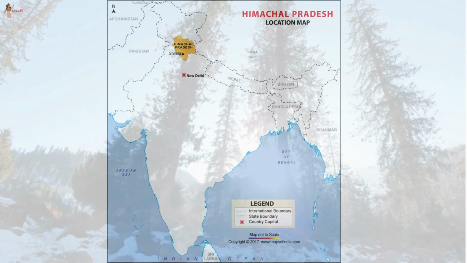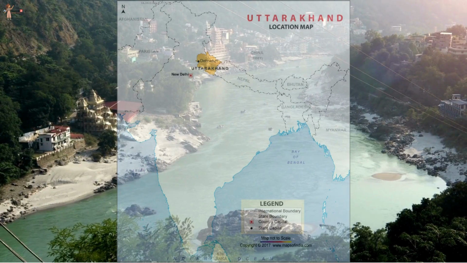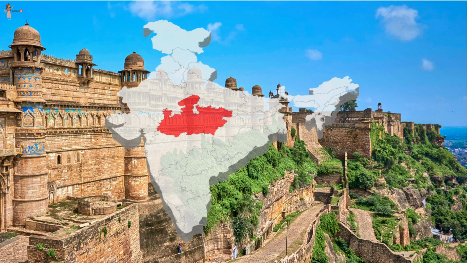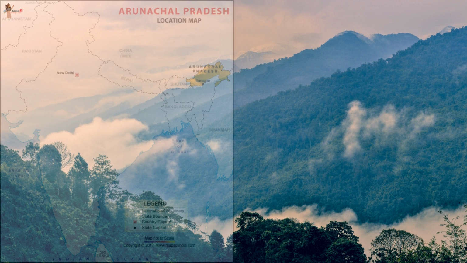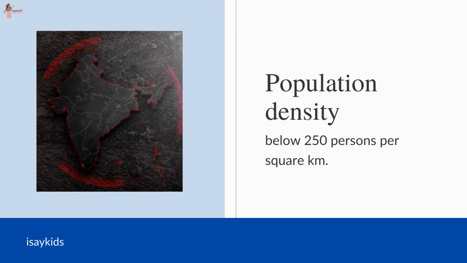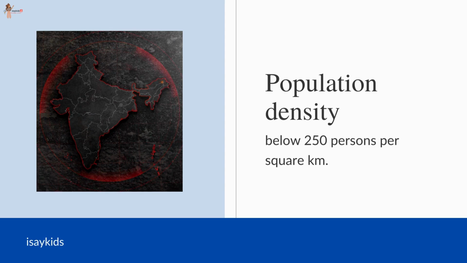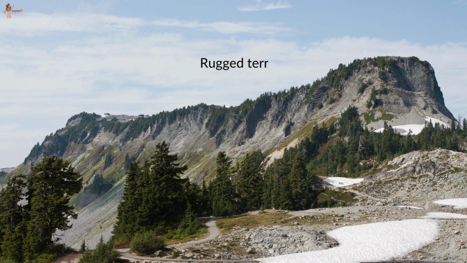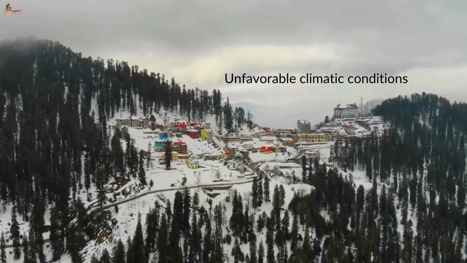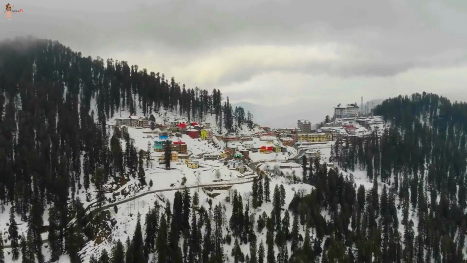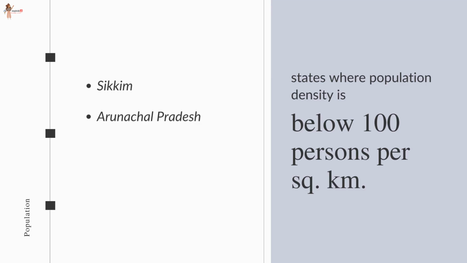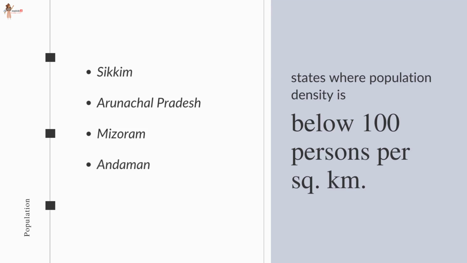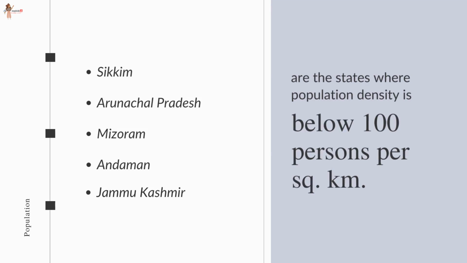The states of Rajasthan, Himachal Pradesh, Uttarakhand, Chhattisgarh, Madhya Pradesh, Sikkim, Meghalaya, Manipur, Nagaland, and Arunachal Pradesh are the states with population densities below 250 persons per square kilometer. Rugged terrain and unfavorable climatic conditions are primarily responsible for sparse population in these areas. Sikkim, Arunachal Pradesh, Mizoram, Andaman, and Jammu Kashmir are the states where density is below 100 persons per square kilometer.